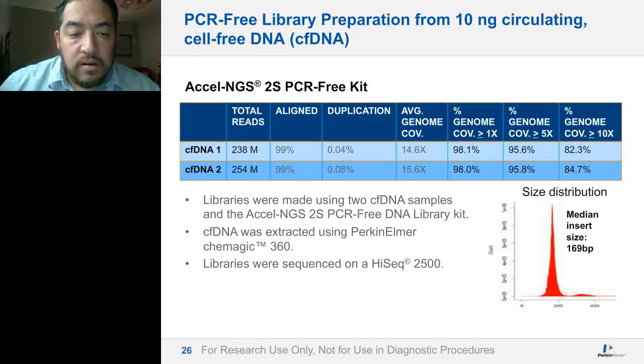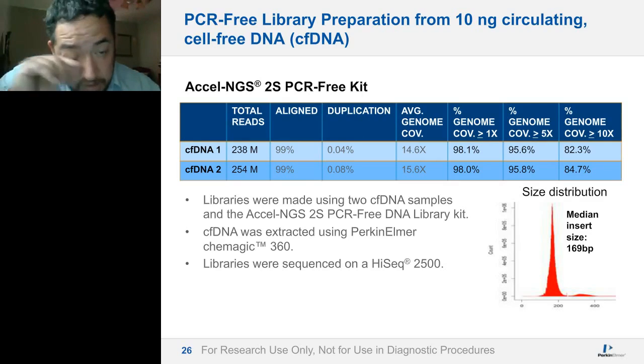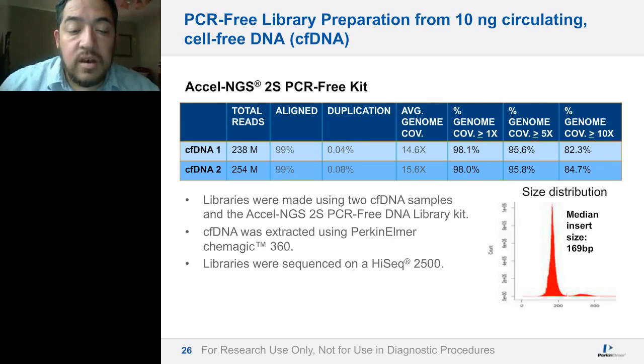So using DNA extracted from the chemagic 360, they were able to do 2 of these examples. With example 1 and example 2, they were able to get 238 million and 254 million reads respectively. And you could see that they had a good average genome coverage of 14.6 times and 15.6 times respectively. And then you could see with the size distribution, with the circulating DNA, that you get a nice median insert size of about 169 bases. Libraries were then sequenced on an Illumina HiSeq 2500.